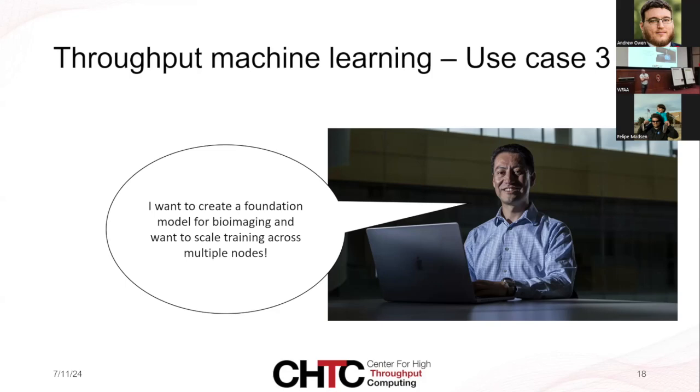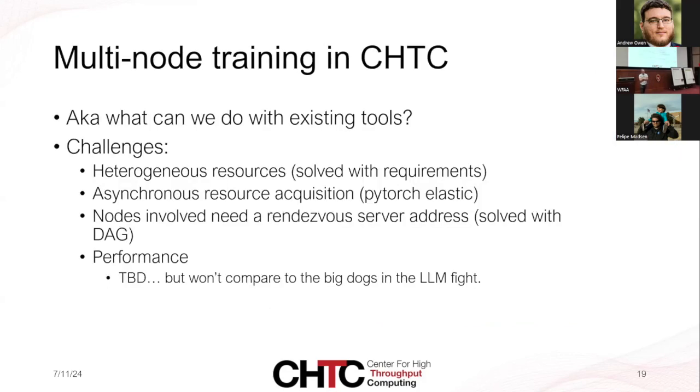So we put together this prototype workflow to explore what kinds of things we can do that are pushing the boundaries of the existing tools that we have. There are a lot of challenges inherent in these big training processes. Within our pool, we have a lot of heterogeneous resources. We don't really want to mix generations of GPUs here, so we can solve this with requirements files. We have an asynchronous, unpredictable schedule for when we actually acquire resources to be used, and this is something that PyTorch actually handles out of the box fairly well.